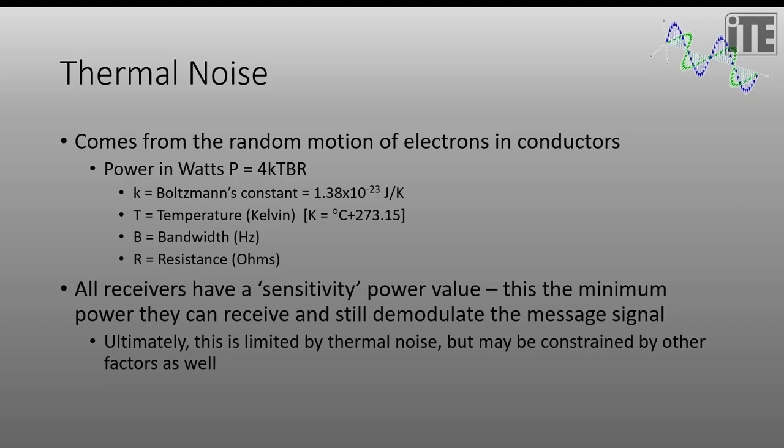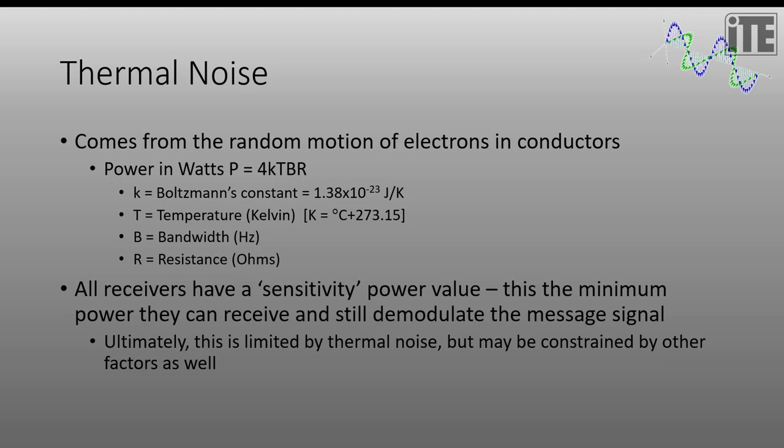Thermal noise is one of the biggest forms of noise in any telecommunications system, and it comes from the random motion of electrons in conductors. So it's always there. And the power in watts of thermal noise is given by this equation here, 4kTBR, where k is the Boltzmann constant, T is temperature in degrees Kelvin, which is degrees C plus 273.15, B is bandwidth in hertz, and R is resistance in ohms.